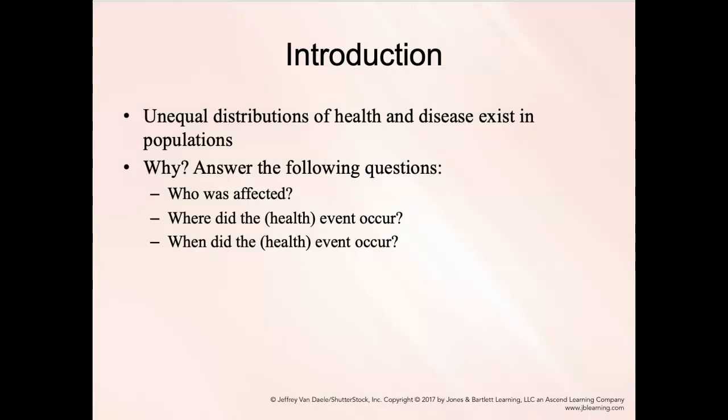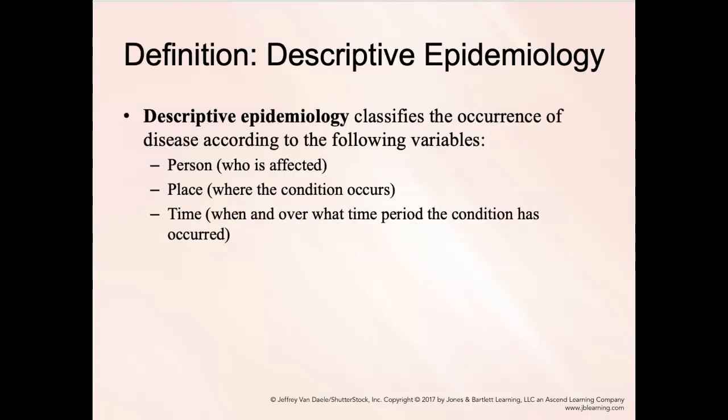But in general, to try to understand and answer the question of why we have these unequal distributions of health and disease and why they exist, we have to think about a few questions. This includes considering who was affected, where did the health event or the disease occur, and when did it occur? Essentially, we're thinking about the who, the where, and the when. Descriptive epidemiology is understanding these things.